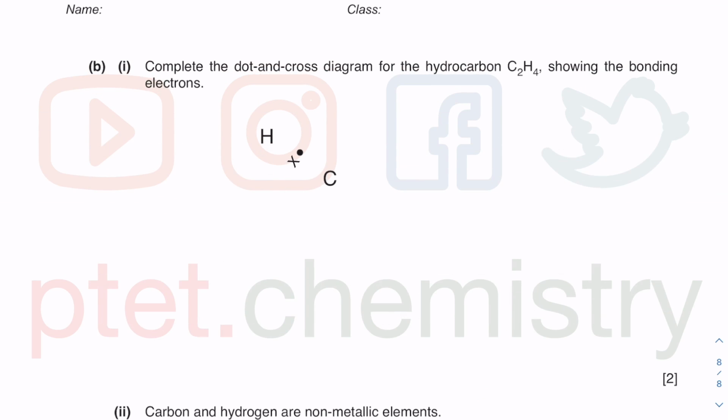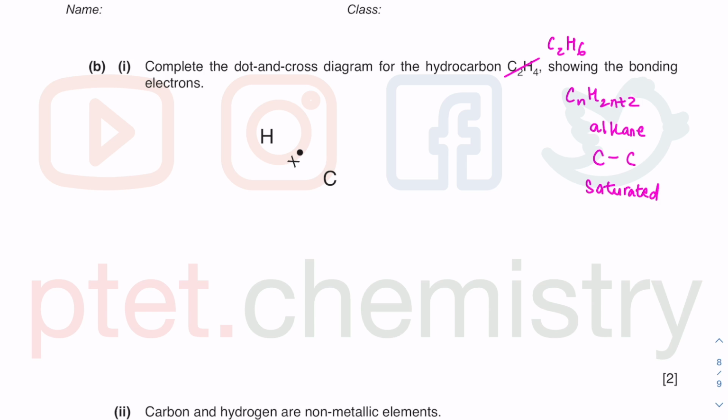In the next part of this question, we have to draw this C2H4 again. I tell you what, we've done quite a lot of this C2H4. It's getting a bit boring. So let's just change this C2H4 to C2H6. Now we can see this is CnH2n+2, alkane, saturated, carbon-carbon single bond.